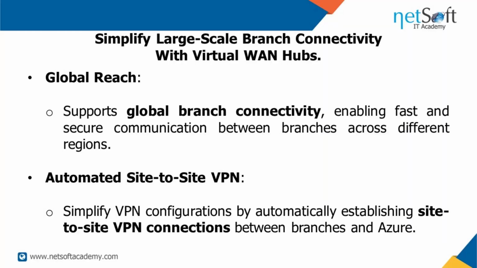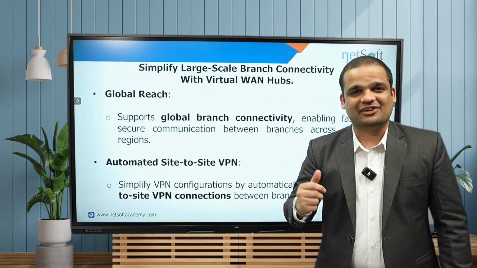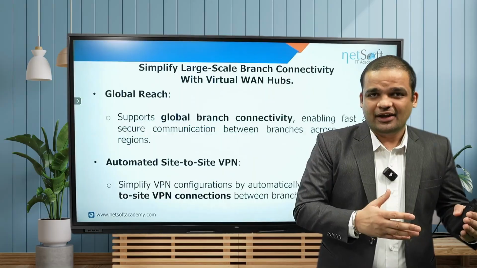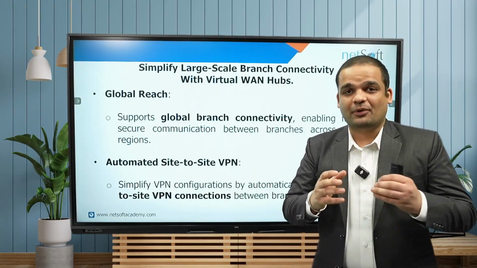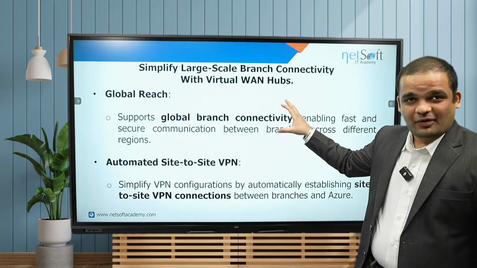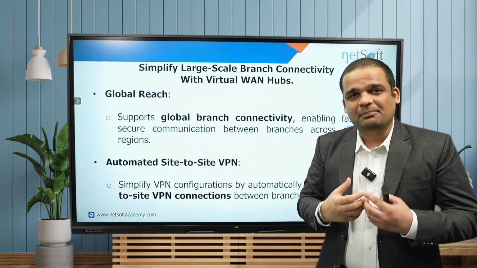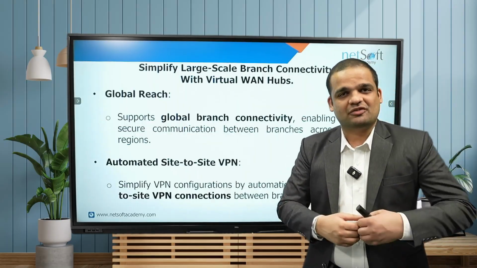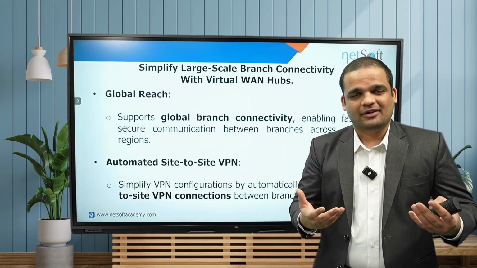Virtual WAN also automates the creation of site-to-site VPN connections, simplifying the VPN configuration and ensuring secure connection between branches and Azure. So remember, Virtual WAN already has inbuilt capabilities to establish peering connections, VPN connections, and ExpressRoute.